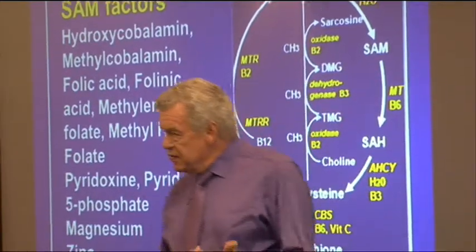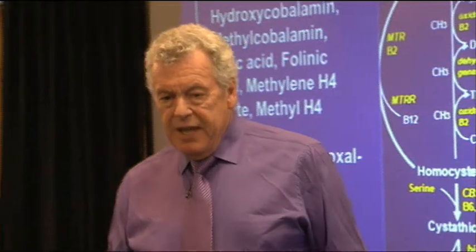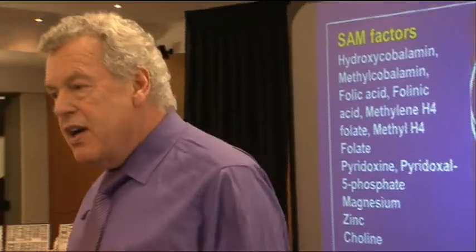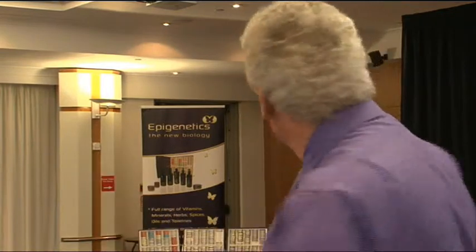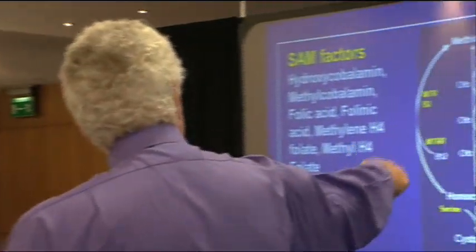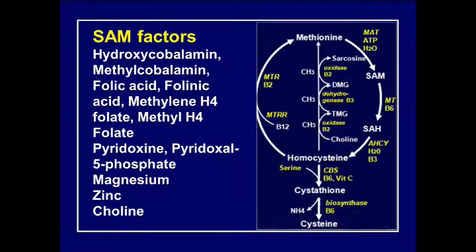And the active form of B12 here is methylcobalamin. To make methylcobalamin, you need methyl tetrahydrofolate, or the active form of folic acid. So folic acid donates its methyl group to B12, which is methylated, which then hands its methyl group back to homocysteine to make more methionine. So this is really important, to go round and round.